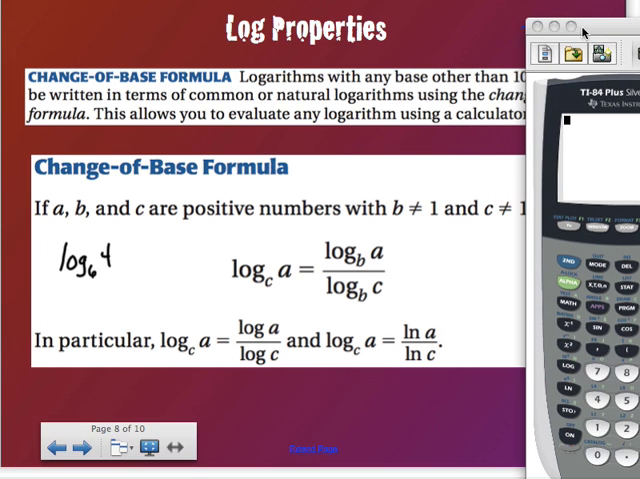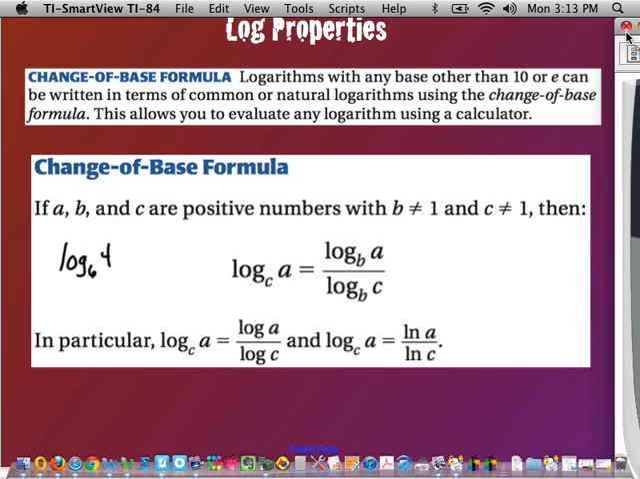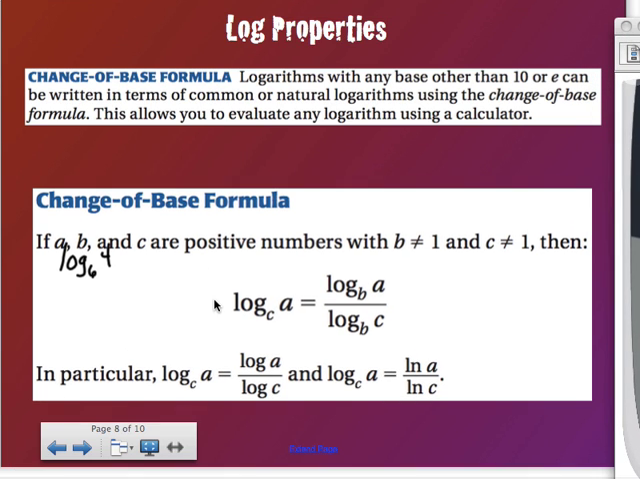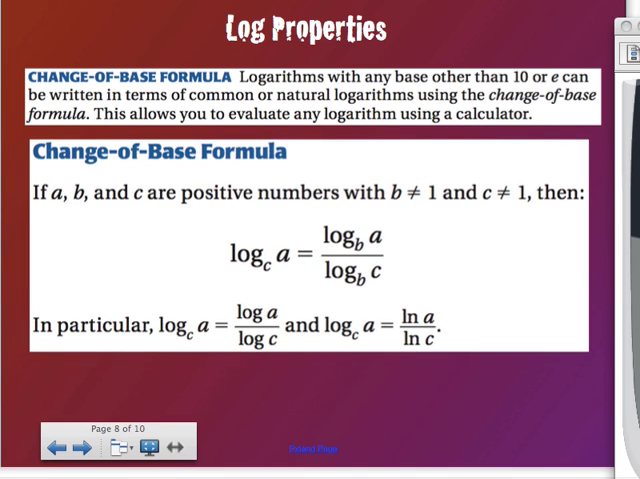Let me go ahead and put my calculator away for the time being. Let's go to the change of base formula. The change of base formula says this. I'm going to clear that and pull it back up so you can actually see it. If I look at something like this, here's my change of base. What it's saying is this.